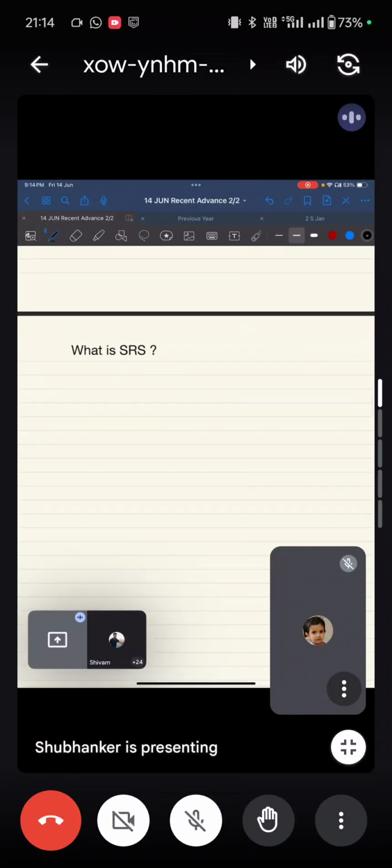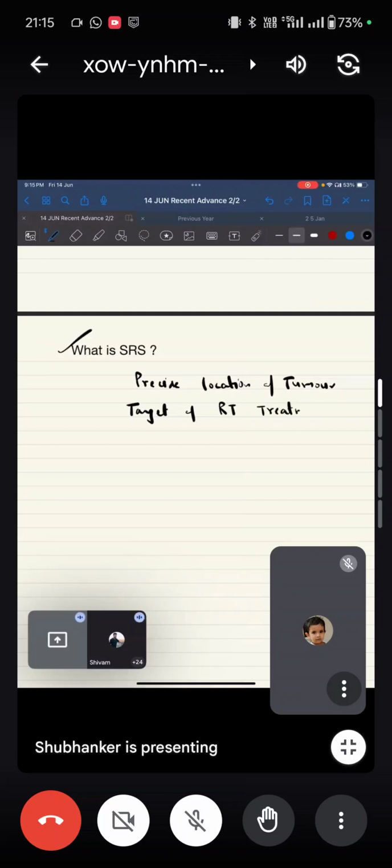Now coming to the question which was there: what is SRS? What is stereotactic radiosurgery? Basically it's a technique which involves coordinates and enables precise location of the tumor. It helps us to target the precise location of the tumor. And what happens when we know the location of the enemy? We target them. So there is targeting of radiotherapy treatment. My point is to make you understand the keywords which you have to write in your exam. I'll type it and send it to you when I send the PDF.